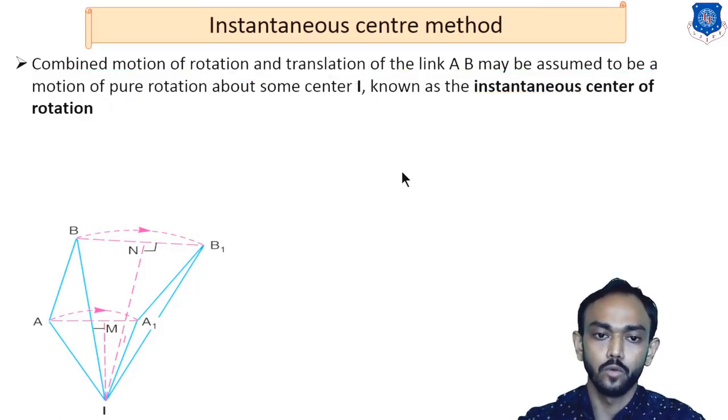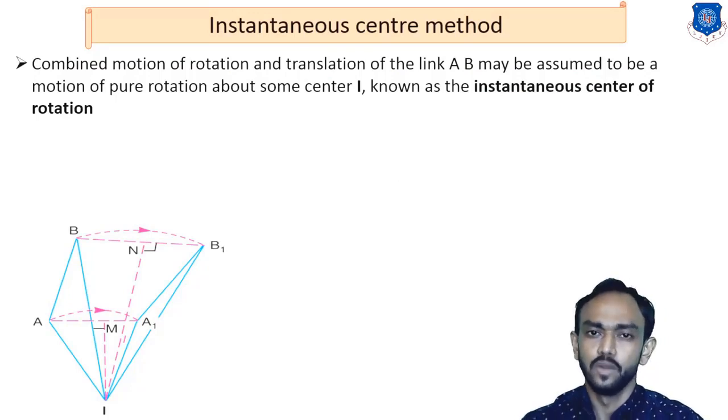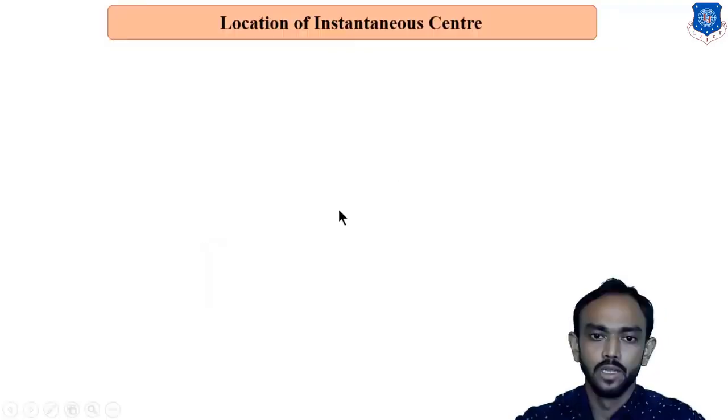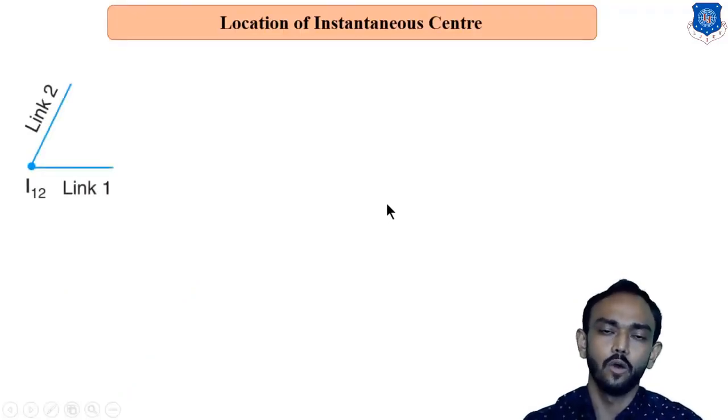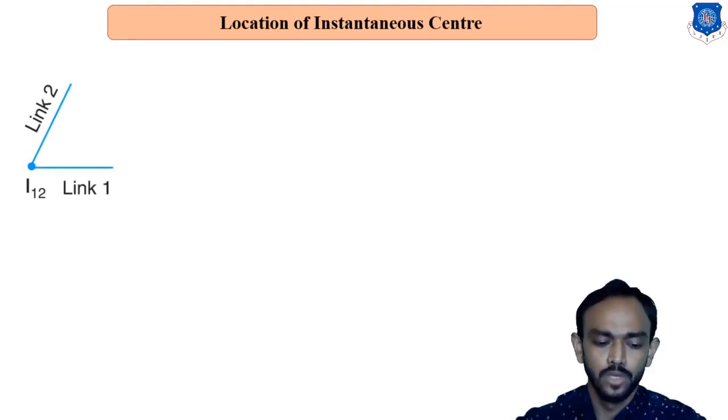So now we are going to learn the types of this I center and how we can locate it. Okay, let's start. Location of instantaneous center. How can we locate it? First of all, when there are only two links, link number 1 and link number 2, which are connected, the point of connection is the I center. This is the I center.